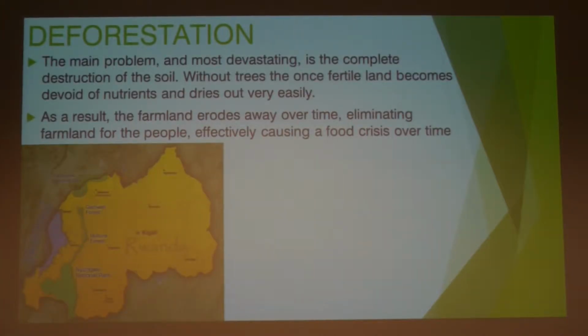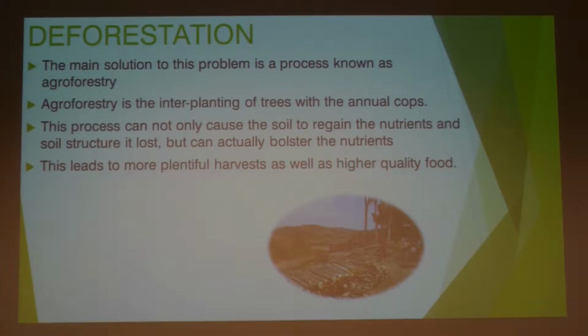The main problem and most devastating is the complete destruction of the soil, because without the trees, the fertile land the country once had starts crumbling, becomes devoid of nutrients because it doesn't have the roots there to hold it together and allow the water to push through it. As a result, the farmland begins eroding away, eliminating the source of the people's food in many instances, and effectively causing a food crisis over a period of time.